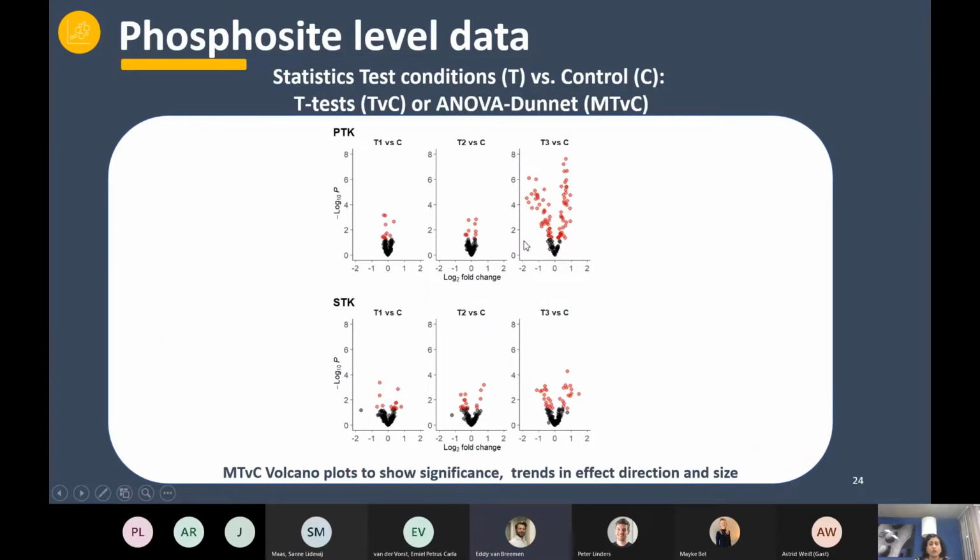We have also the volcano plots, which show the effect size and direction. So these are typically what we show at the phosphosite level data to look at differences between treatment and condition. If it's many treatments, then it becomes an ANOVA type of analysis. Or if it's just a t-test, then it could be just one volcano plot. So this is quite necessary to understand how the data changes.